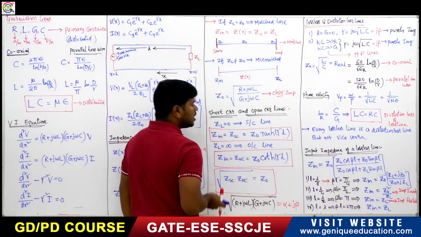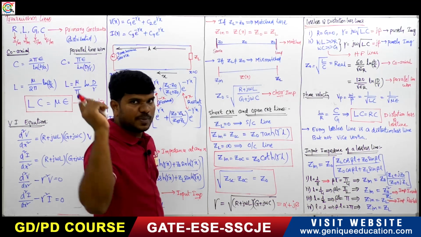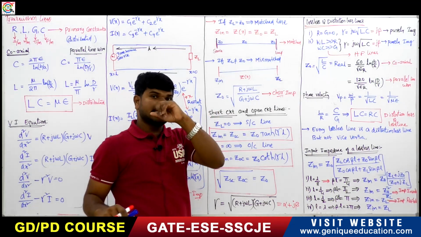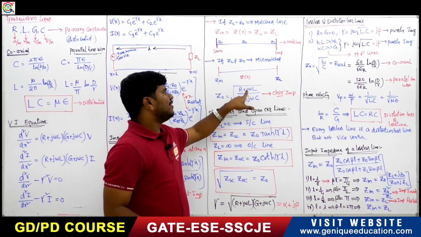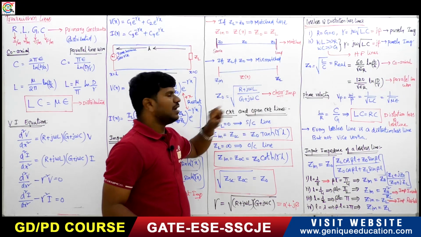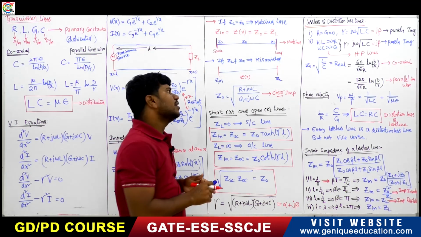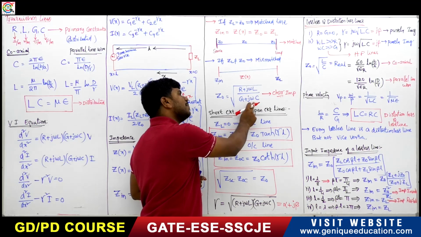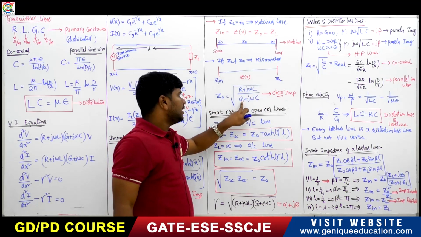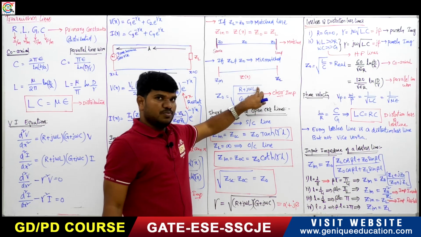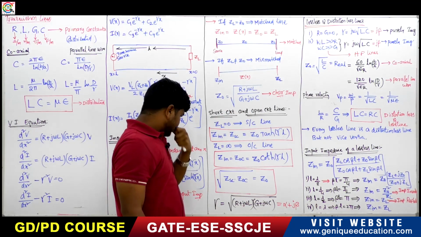And one more expression is Z0 equals root over (R plus jωL) divided by (G plus jωC). It is similar to the intrinsic impedance of the medium. In the intrinsic impedance, η equals root over jωμ divided by (σ plus jωε). Instead of R there is 0, so 0 plus jωμ divided by σ plus jωε. Here inductance, conductance, capacitance correspond to μ, σ, ε. That is the point you should understand.